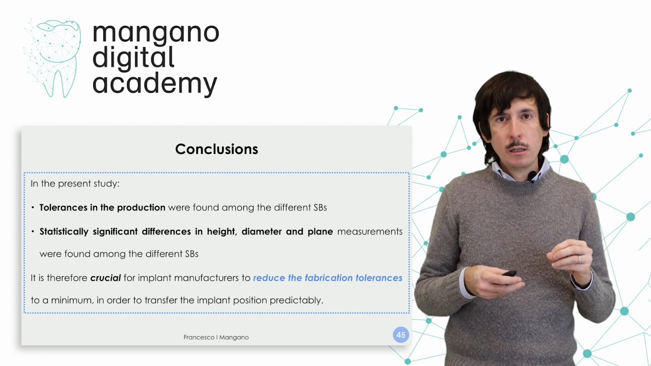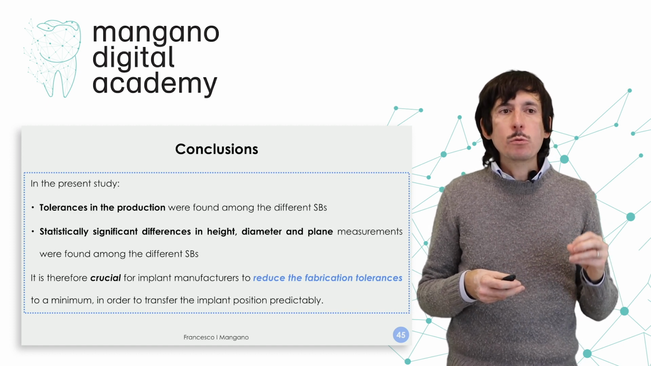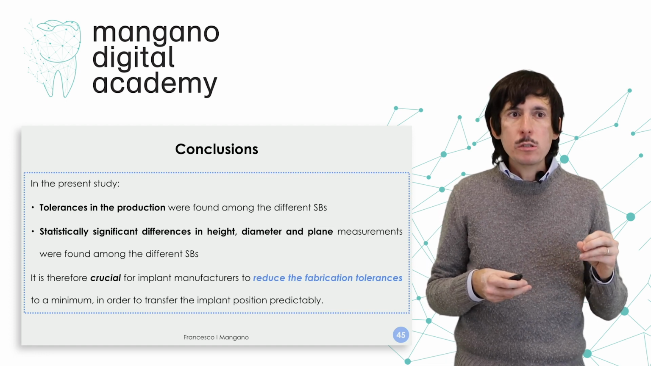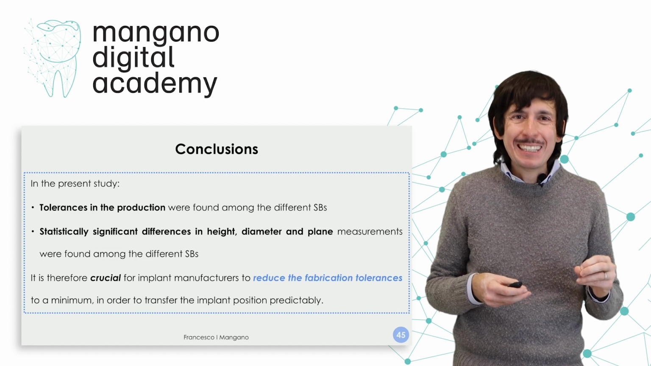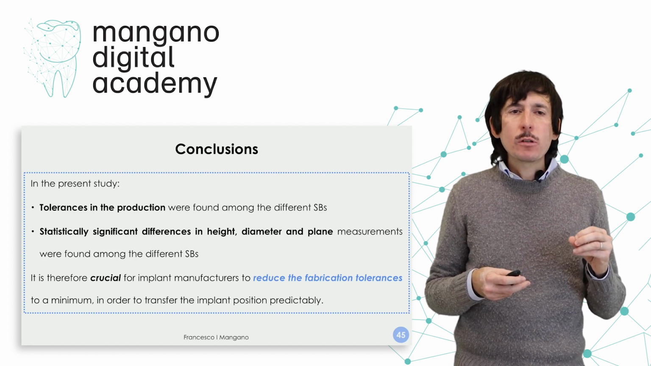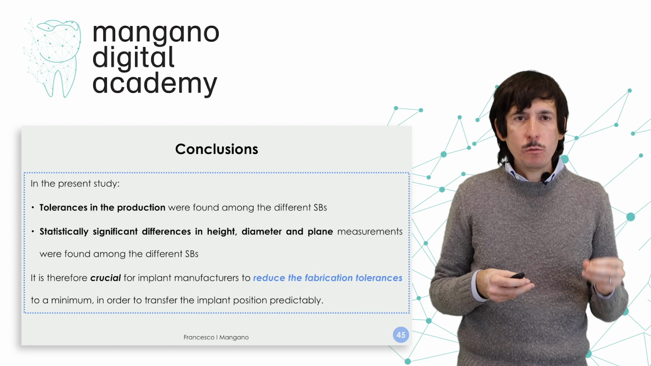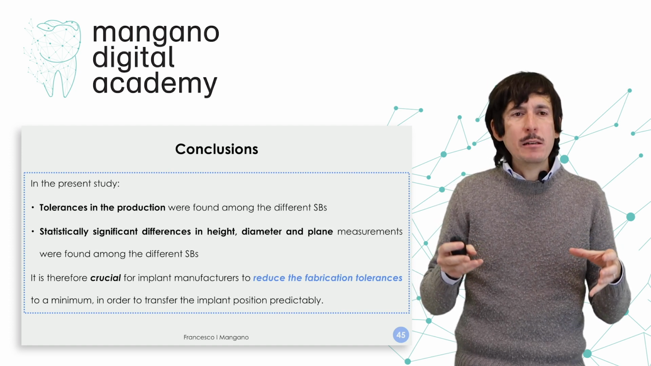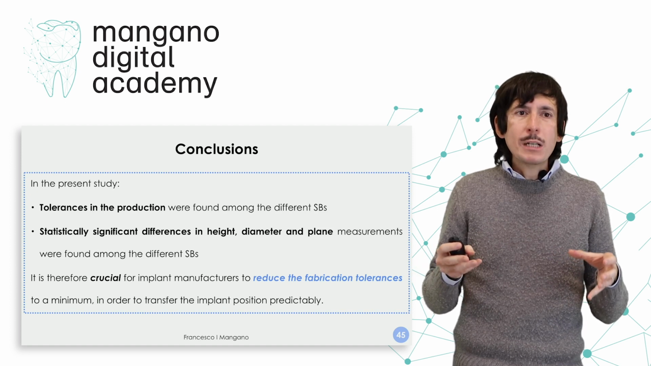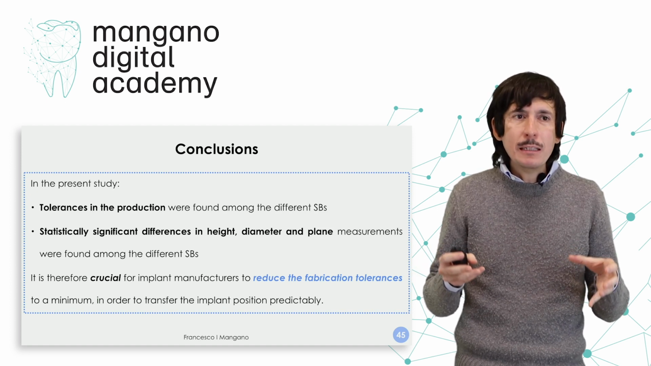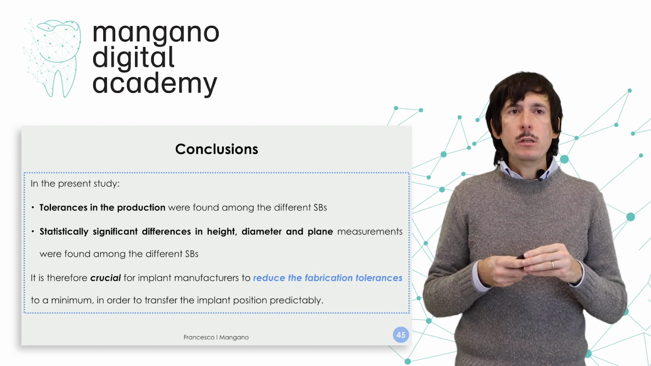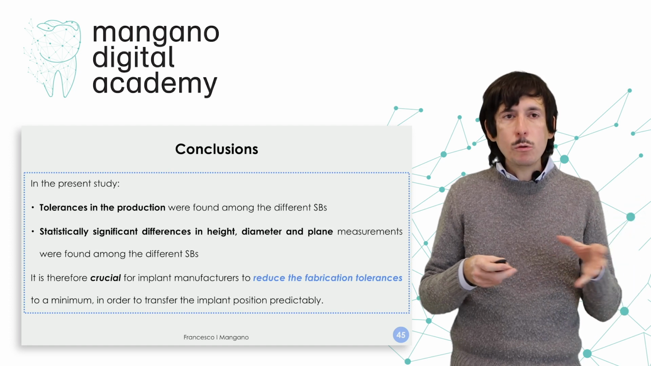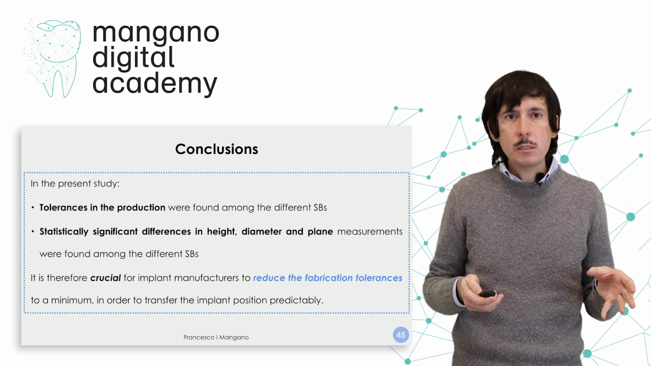It is crucial, therefore, to underline that the companies need to reduce these manufacturing tolerances, because these fabrication tolerances can contribute to inaccuracy of the final restoration, as they affect the final implant position. So in order to transfer the implant position predictably, we need to reduce the fabrication tolerance of different scan bodies, and it is very important. Also in z, but also in diameter and in plane measurement. It is key.